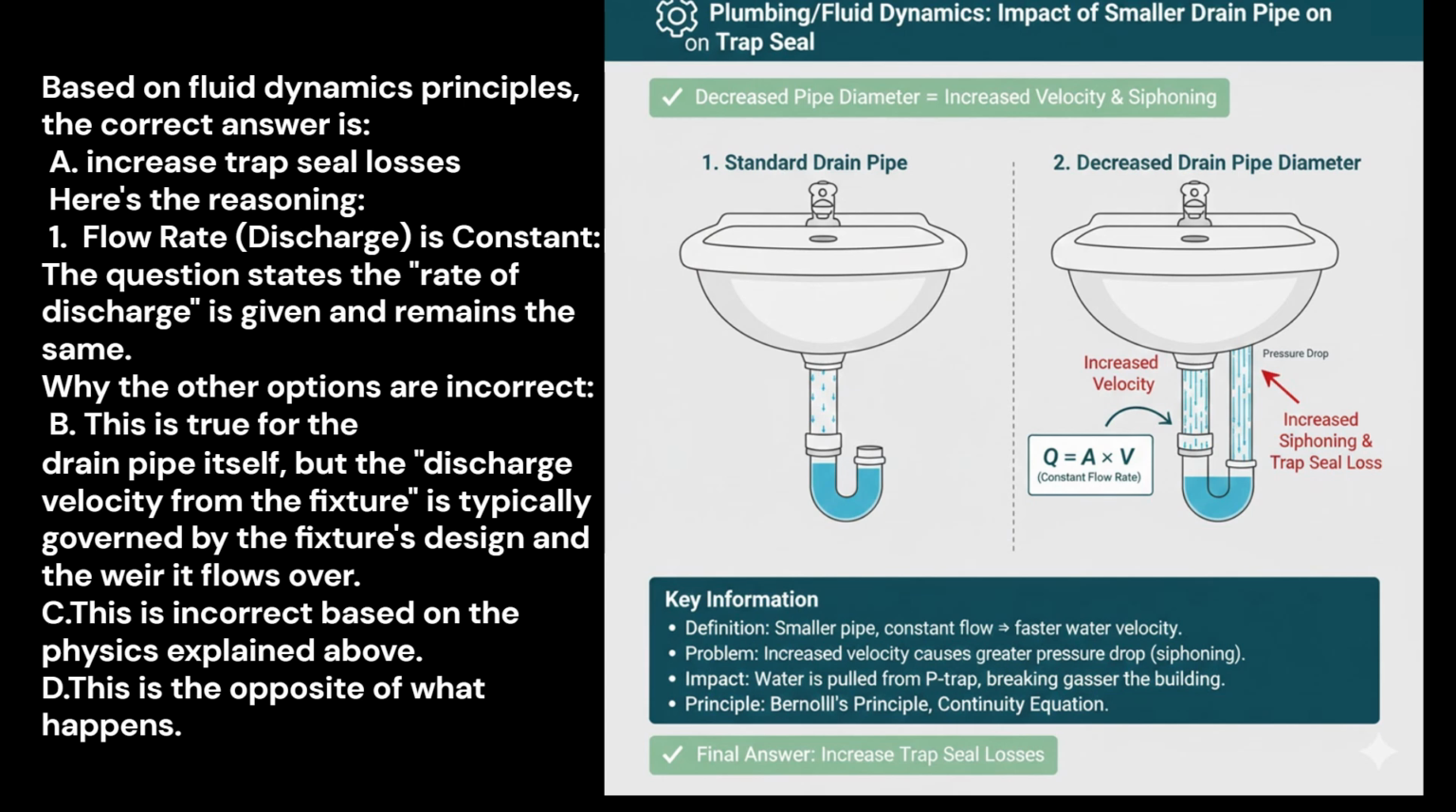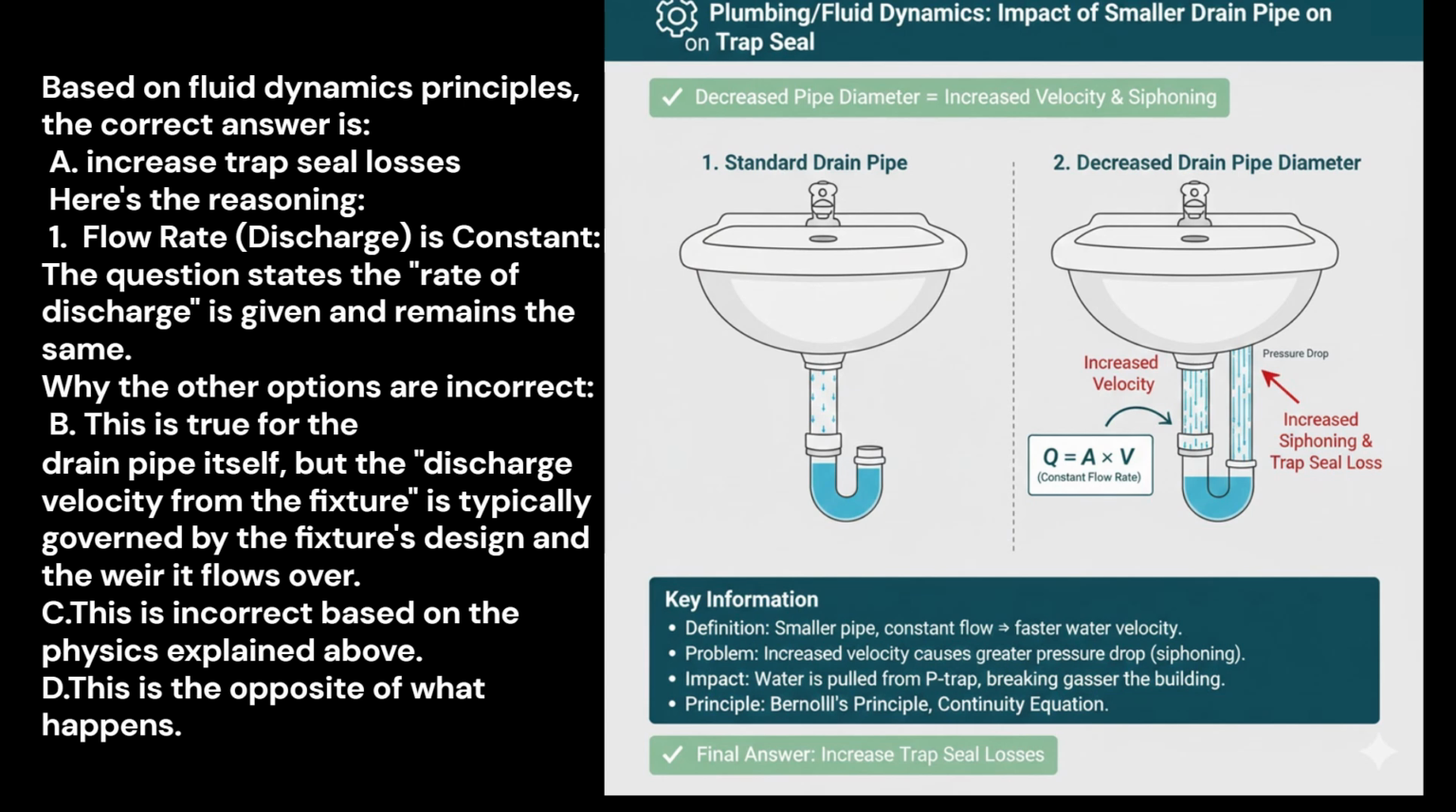Increase trap seal losses. Here's the reasoning. 1. Flow rate, discharge, is constant. The question states the rate of discharge is given and remains the same. This means the volume of water flowing per second, for example gallons per minute, is constant. 2. Effect of decreasing diameter. If you decrease the diameter of a pipe while maintaining a constant flow rate, the water must speed up to pass the same volume of water through a smaller cross-sectional area. This is based on the equation Q equals A times V, where Q is flow rate, A is area, and V is velocity.